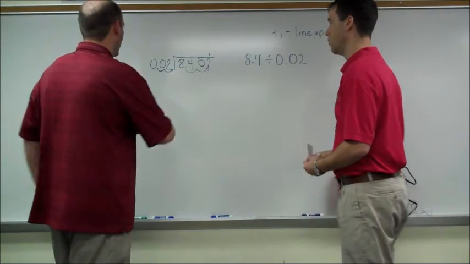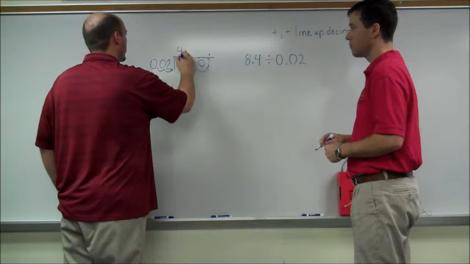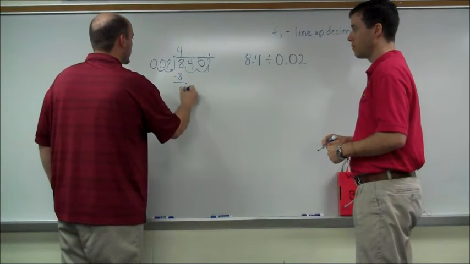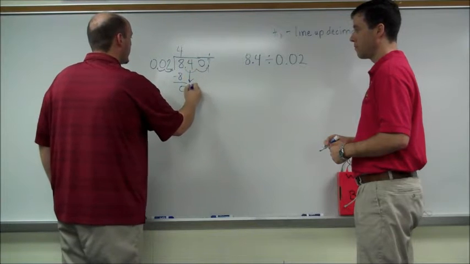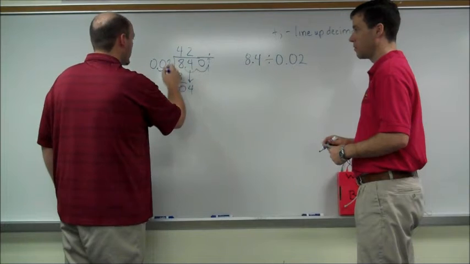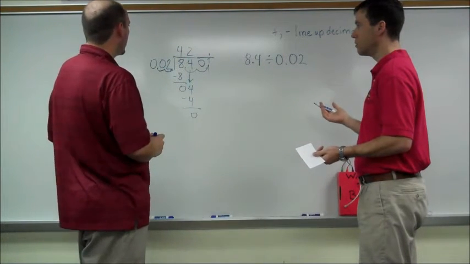Alright, so let's work that out real quick. Alright, 2 goes into 8 4 times. So I put my 4 up on top. 4 times 2 is 8, so I subtract and get 0. Going to bring down that 4. 2 goes into 4 2 times. 2 times 2 is 4. Subtract. Awesome, the answer is 42.